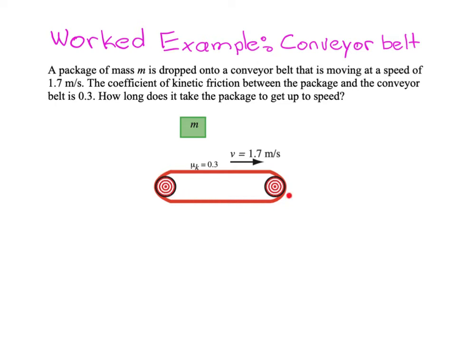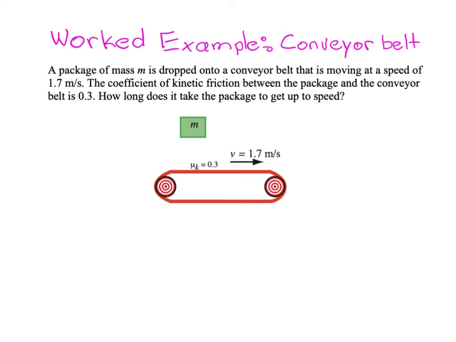So there's this rotating conveyor belt, and the top surface of the conveyor belt is moving along at a constant velocity of 1.7 meters per second to the right. And a piece of luggage drops vertically onto the moving conveyor belt. In order for the luggage to get up to speed, it has to accelerate. So there's got to be a force that is exerted on the luggage to get it up to this final velocity of 1.7 meters per second. And the question is, how long does it take for our suitcase to get up to speed?